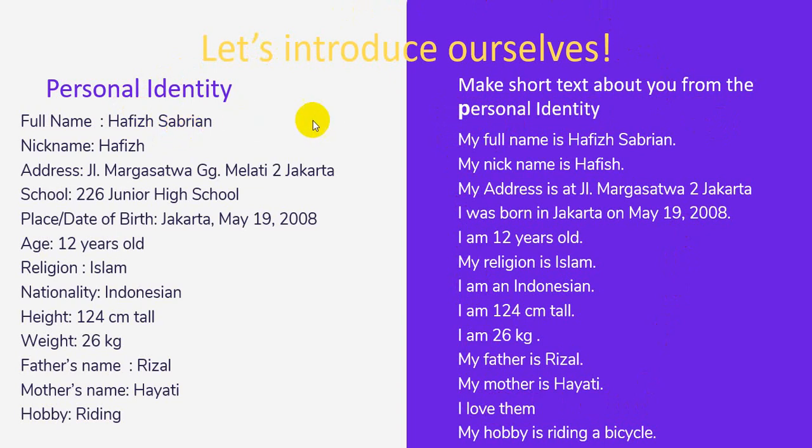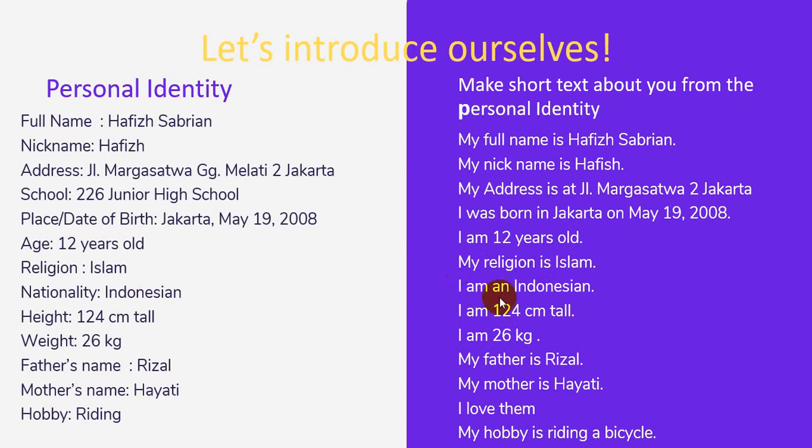Okay. Full name, Hafiz. So, when we introduce ourselves in front of people, we can say like this. Repeat after me. My full name is Hafiz Sabrian. Okay, here he wrote nickname Hafiz. And he used, my nickname is Hafiz. Address. Okay, we can write like this. Repeat after me. My address is at Jalan Margasatwa 2 Jakarta. Place, date of birth, Jakarta, May 19, 2008. Okay, you can say, I was born in Jakarta on May 19, 2008. Age, 12 years old. Okay, you can say, I am 12 years old. Okay, next. My religion is Islam.